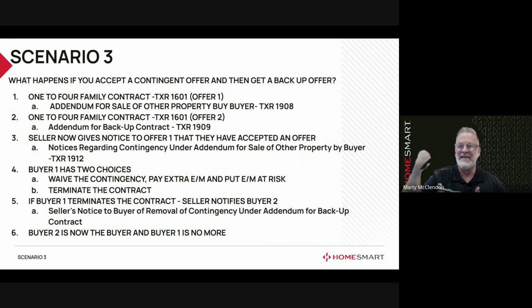So it's this thing as a listing agent: you're negotiating the deal with buyer one, knowing that you have a timeline coming up, knowing you have to give notice, but you can't give notice to buyer one to bump them until you get buyer two.